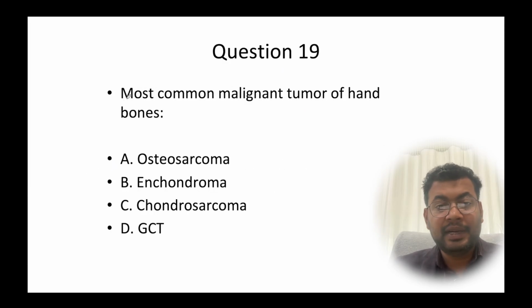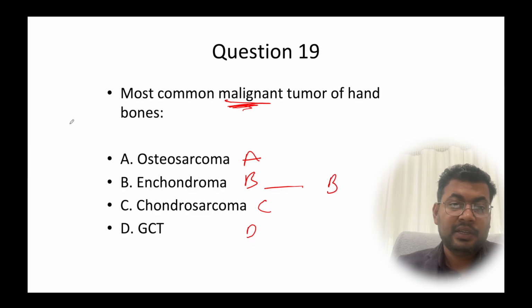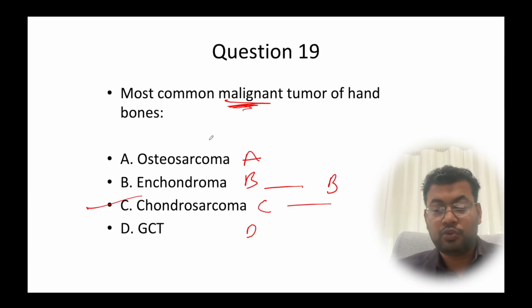Most common malignant tumor of hand bones. So they are asking about malignant tumors, not benign tumors. A. Osteosarcoma, B. Enchondroma, C. Chondrosarcoma, D. GCT. So the most common tumor of the hand is enchondroma, B, but the most common malignant tumor of the hand is C, chondrosarcoma.